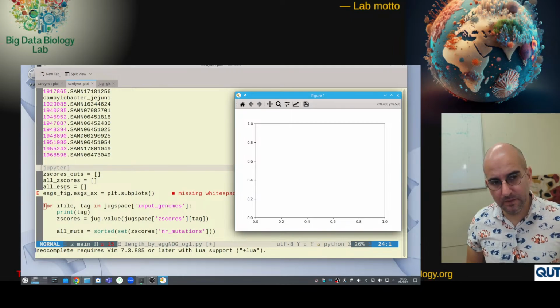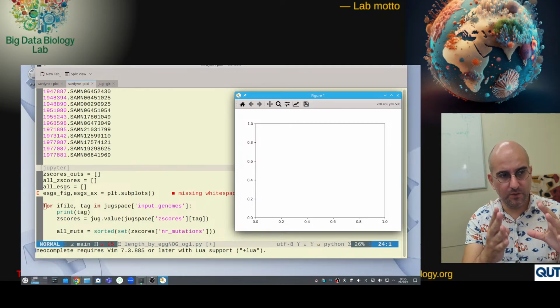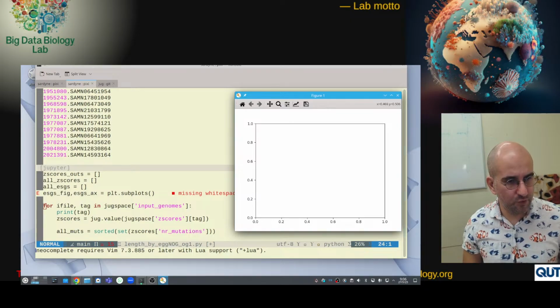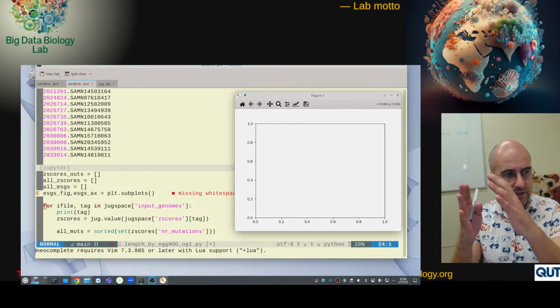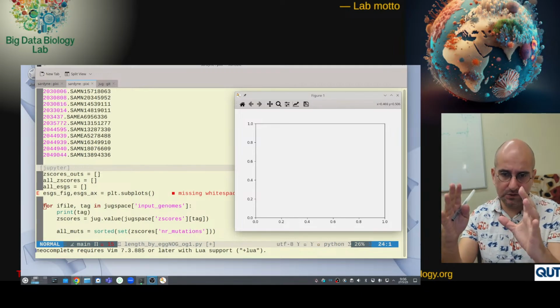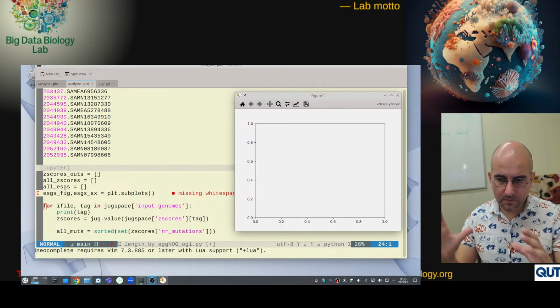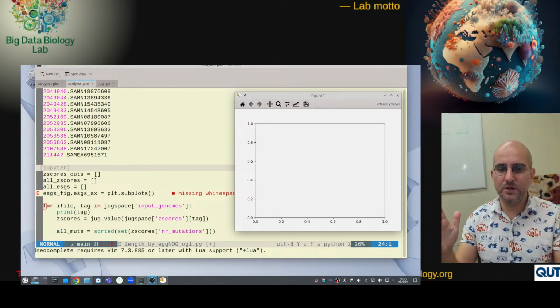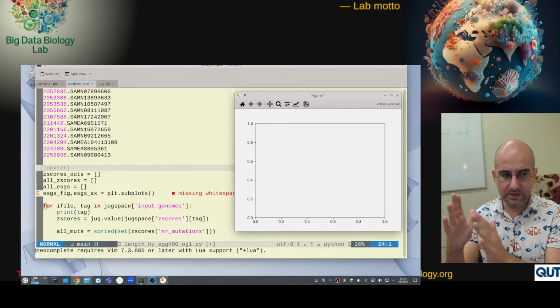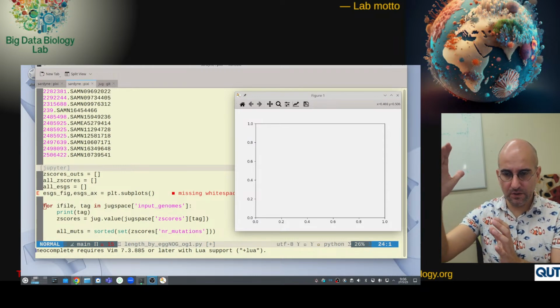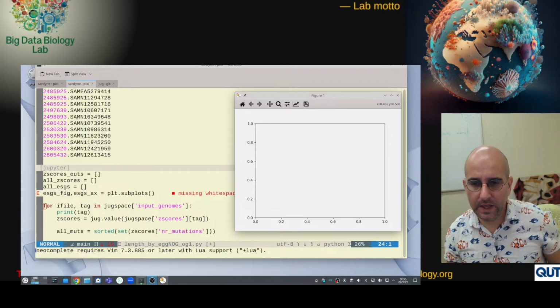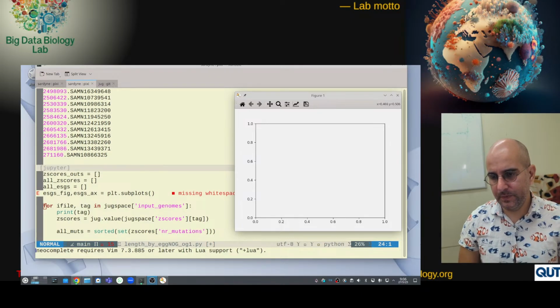So in particular, I want a representation where we rotate. Here we have the mutations on the x-axis, and then this ESG score, excess of small gene score, on the y-axis. I kind of want to rotate that a little bit.